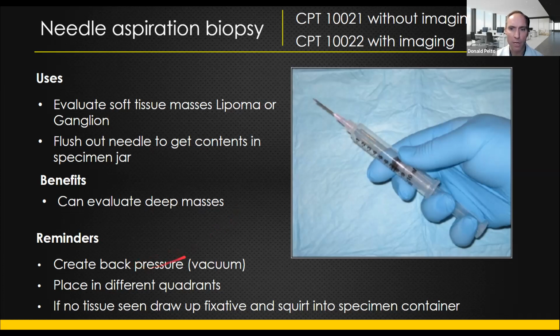So you have to create back pressure. So you have to pull it out. So you need a big enough syringe to do that, like a 10 cc syringe and like an 18 gauge needle, 18 or 20 gauge needle. And you put it in different quadrants. And I do this with ultrasound guidance. And then once again, even if there's no tissue, you can send that specimen as well.